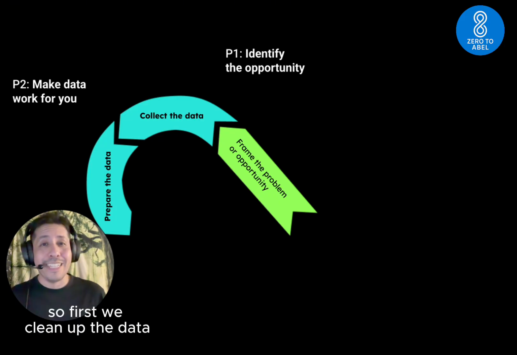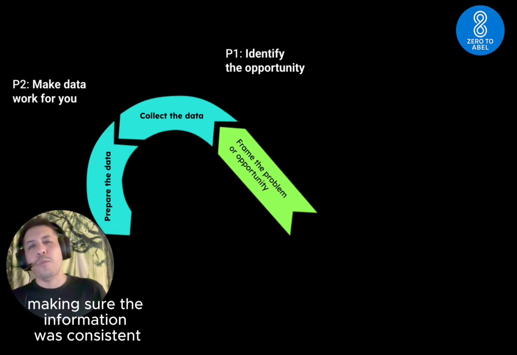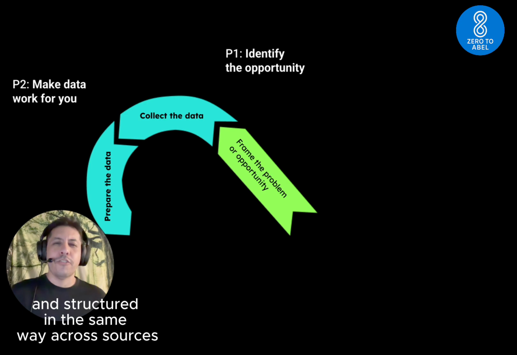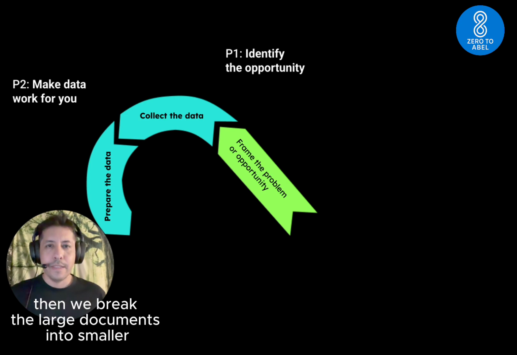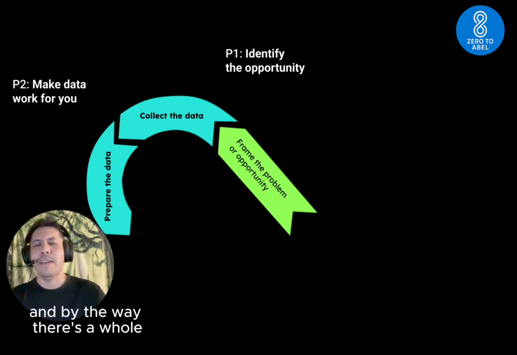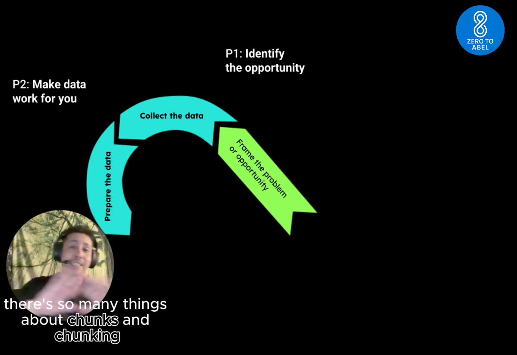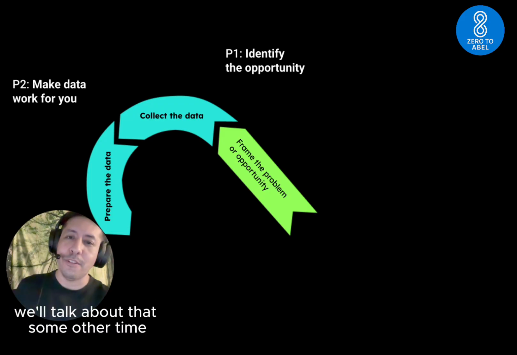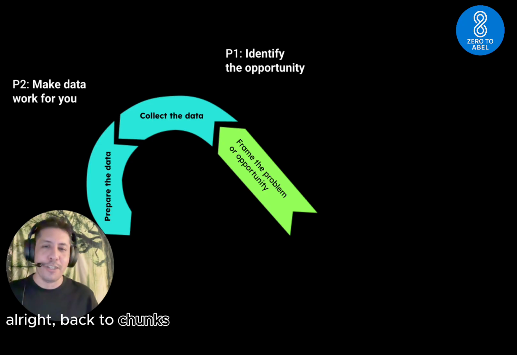So first, we clean up the data, making sure the information was consistent, easy to read, and structured in the same way across sources. Then, we break the large documents into smaller, meaningful pieces the model can search through, what GenAI calls chunks. And by the way, there's so many things about chunks and chunking. We'll talk about that some other time. All right, back to chunks.